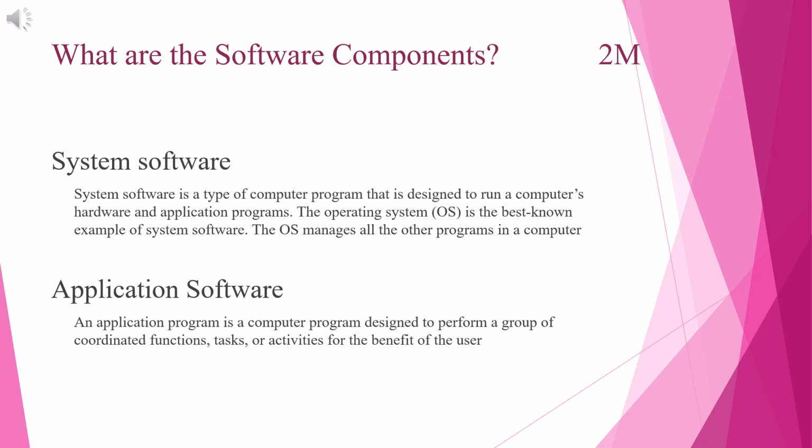Then there's application software. This refers to programs that help users perform specific tasks. These could include word processors, web browsers, or media players. Application software is designed to carry out particular functions for the user, making the computer useful for day-to-day work.